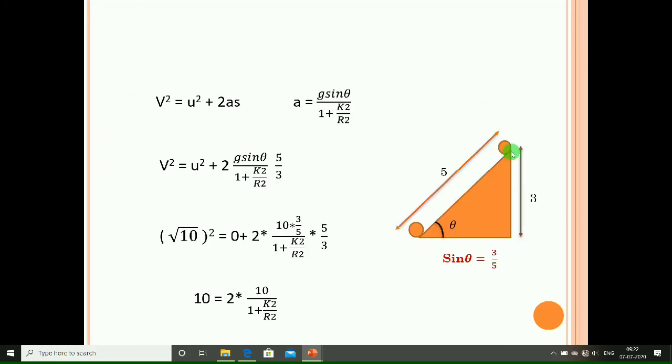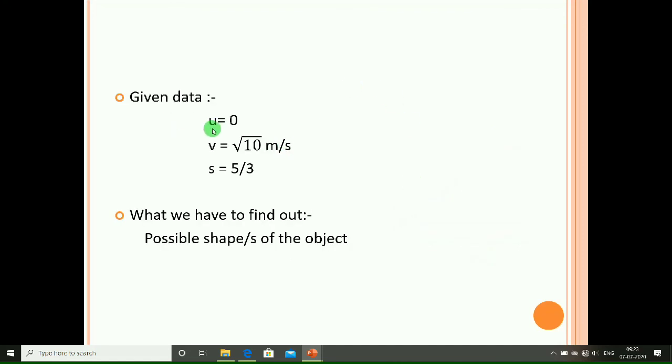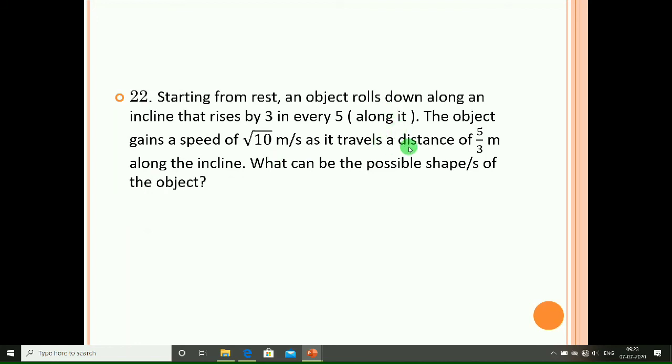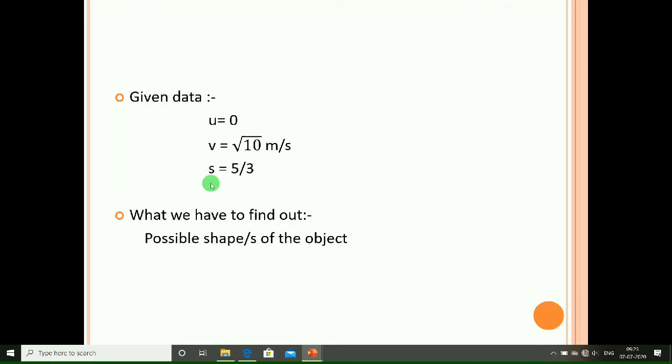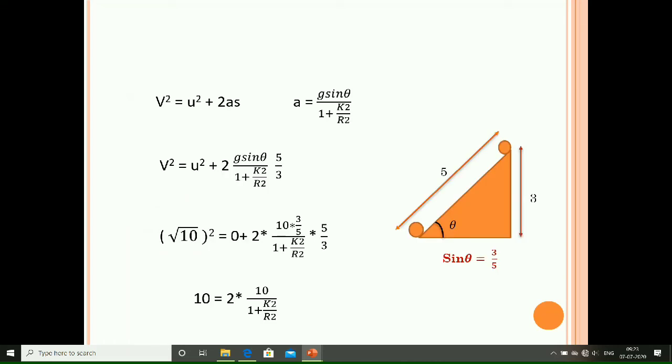Suppose we consider an object inclined along the plane here. It rises 3 by 5, what does that mean? Here it is given as 3 and along the inclination it is given as 5. Next, what are the given values? Initial velocity, because it will be at rest, is 0. Final velocity is square root 10 meter per second. And in the numerical the distance is given as 5 by 3 meter. So this distance we consider as linear displacement 5 by 3. We have to decide what is the shape of the object.